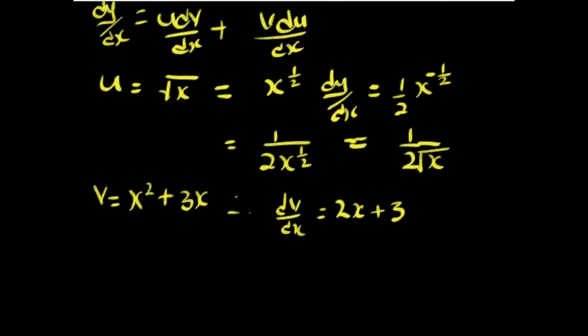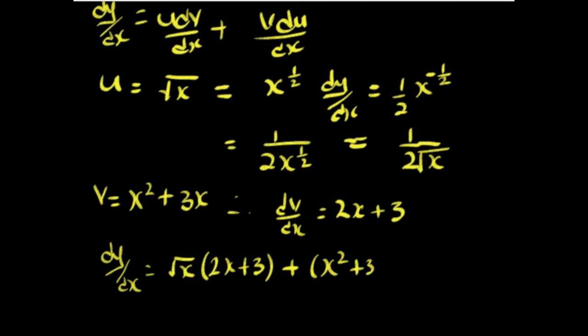Our formula says u dv over dx plus v du over dx. So we're going to have u, we rewrite our u, which is root x. So dy over dx will be equal to root x, right? So dv over dx, now we got 2x plus 3, into 2x plus 3, plus v. What was our v? We got our v to be x squared plus 3x. That's our v.